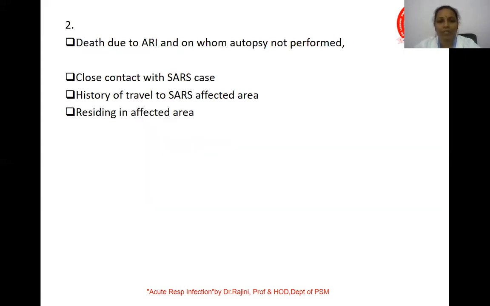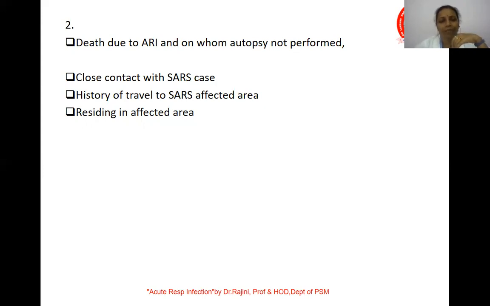Next is deaths due to acute respiratory infection, which will be informed to the health authority when there is close contact with a SARS case, history of travel to a SARS affected area, and residing in an affected area. So deaths due to ARI in all these three aspects: close contact, residing and history of travel. With this we can find out whether the patient has SARS or any other respiratory illness.